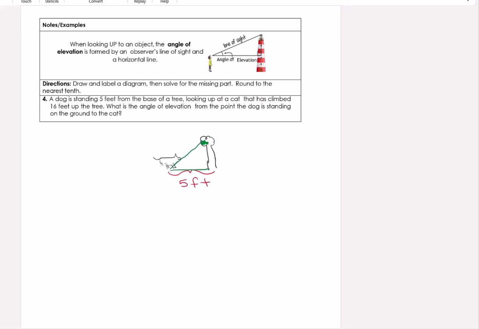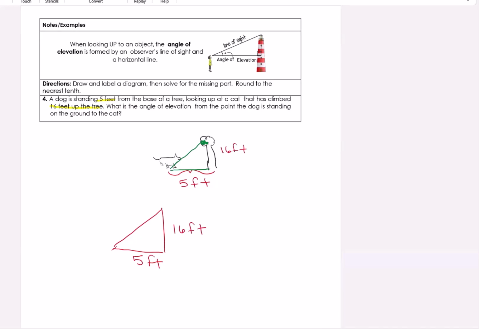I have a triangle. I'm going to take my picture and I'm just going to make a triangle. It's a lot easier to see with just a triangle. I know this is 5 feet. And so far, that's really all I know. A dog is standing 5 feet from the base of the tree. We did that. Looking up at a cat that has climbed 16 feet up in the tree. This distance is 16 feet, which means I know that.